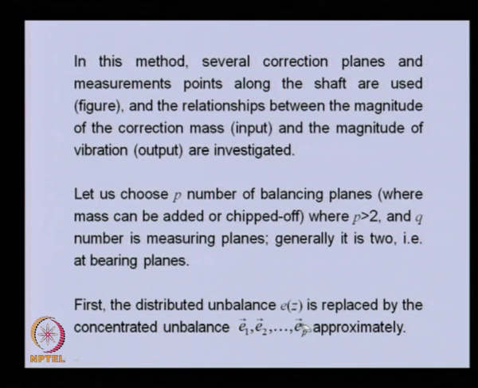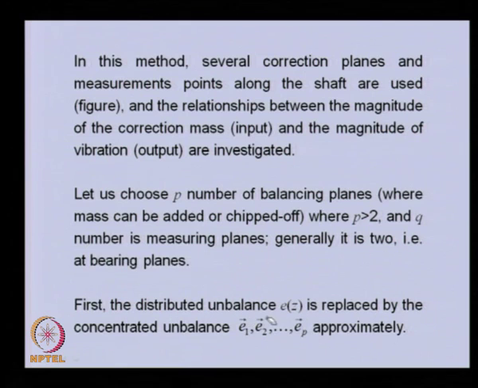Basically, we want to find out, corresponding to this distributed unbalance which is actually present in the rotor, what is the equivalent of that if we want to keep those in the correction planes which we have chosen, so that we can balance the rotor. Obviously, this will be approximate because the flexible rotor cannot be balanced perfectly for all the modes. So, we need to limit ourselves to a few modes, and here we have chosen up to the pth mode. So, that many planes we have chosen, and that many correction masses we need to find out.